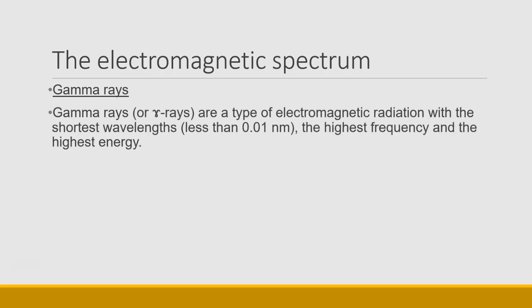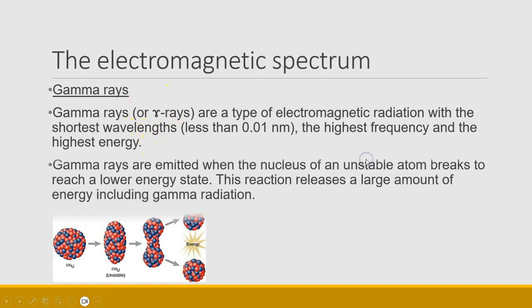And lastly, we are going to discuss gamma rays. Gamma rays are a type of electromagnetic radiation that has the shortest wavelength, the highest frequency, and the highest energy of all the electromagnetic waves. And just note that gamma rays are often represented by this Greek symbol for gamma over here.